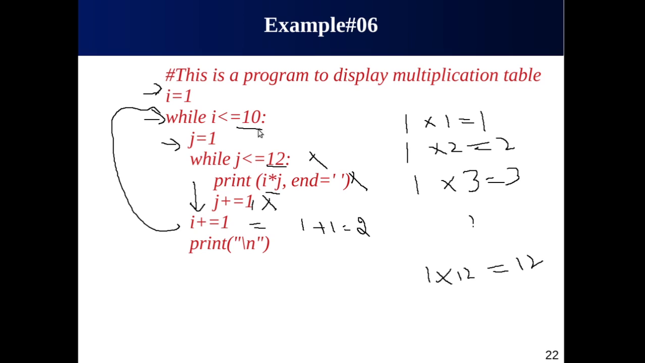Check the condition: 2 is less than or equal to 10. Yes, true. Okay, now do the same thing again for the value of 2. It will now display the table of 2: 2 by 1, then 2 by 2, up to 12. And then the tables of 3, 4, 5, 6, 7, 8, 9. So this will display the 1 table, 2 table, 3, 4, 5, 6 tables up to 10.